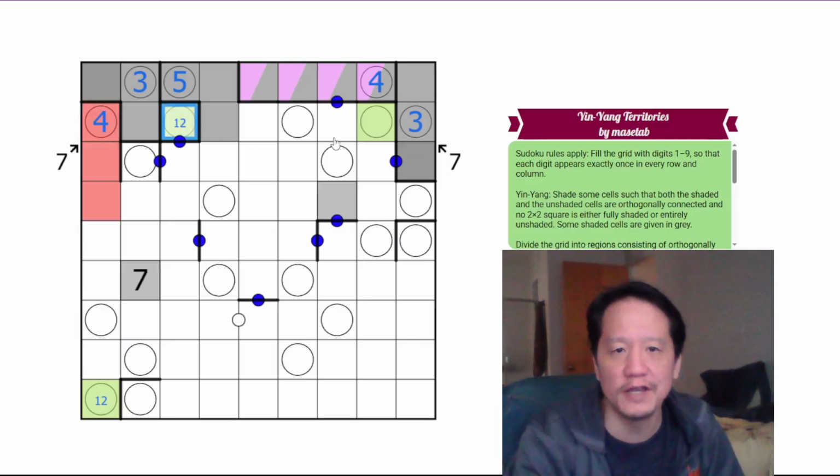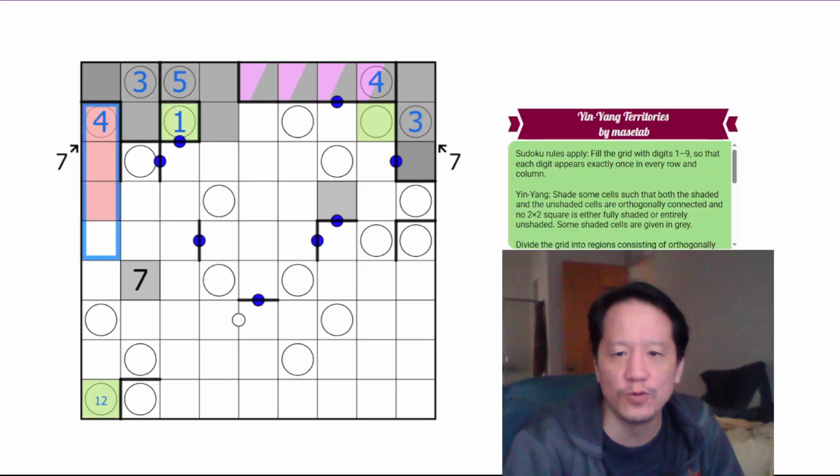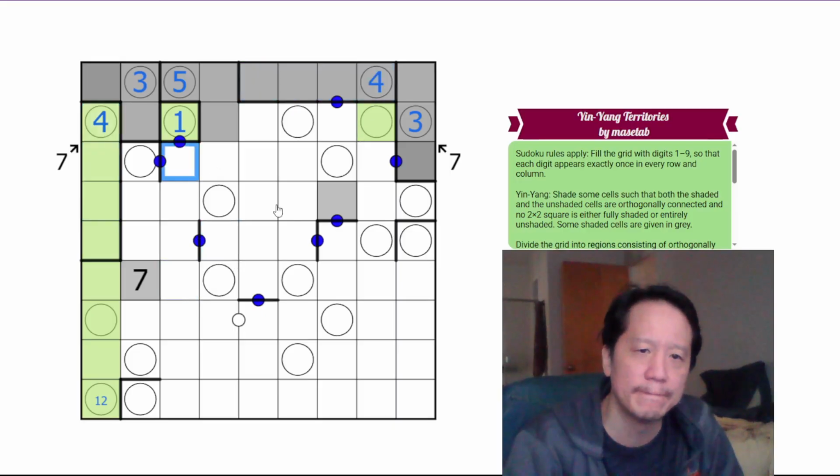This is 1. Therefore, this must be 4 and is unshaded. So this is all unshaded here, guaranteed. And the region is here. So then we can remove the red coloring and the pink coloring because we know what those regions are. This is 1.